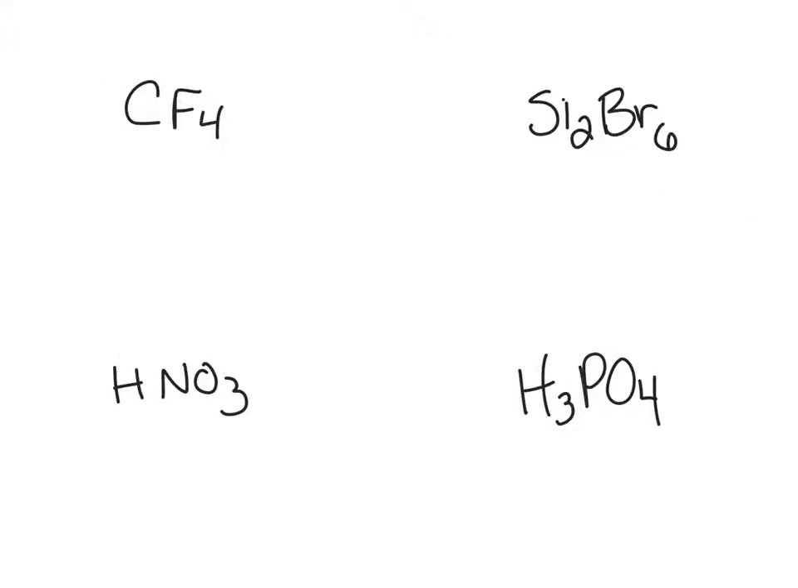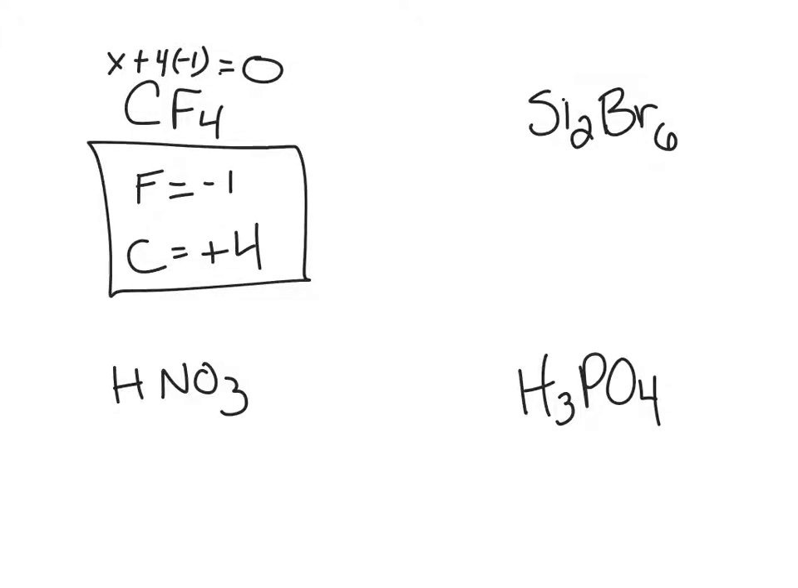All right, so give these 4 a try, pause the video, and then when you get back, I'll go through the answers. Okay, so let's do the first one. In the first one, I have a neutral compound again. So fluorine is -1, and I need to find carbon. Total was 0. Fluorine's -1, and I have 4 of them. And let's make carbon X. When I solve that out, carbon is +4. So that's my answer.